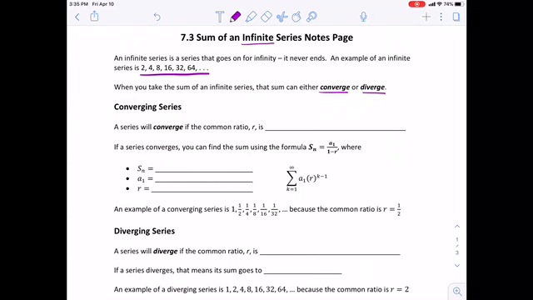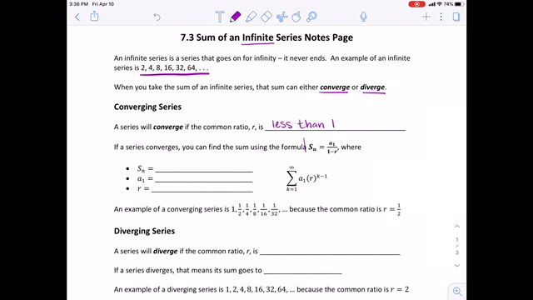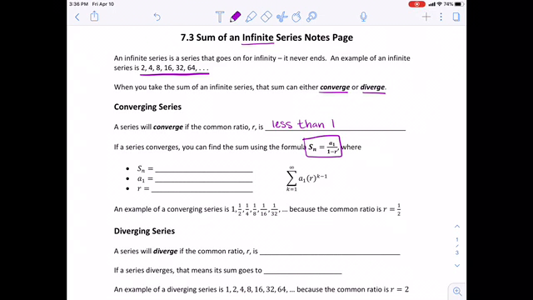And a series will converge if the common ratio r, remember that's the number we're multiplying by each time, is less than 1. So if we have a converging series where the common ratio r is less than 1, then we can use this formula right here to help us find the sum of that series.